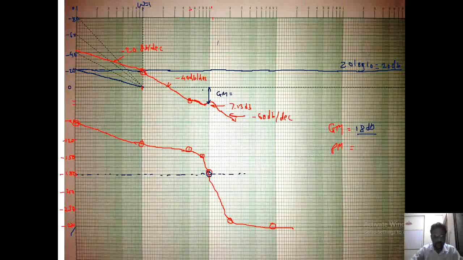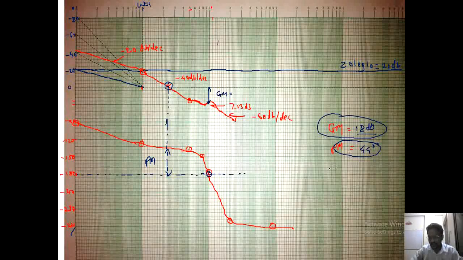And what about PM? Find the intersection of the 0 line and the magnitude plot, come down, and the gap between the 180 line and the phase plot gives you the phase margin. One patch is 30 degrees, then 36, 42, suppose 42, 45 or 44 degrees. Again this value may vary. So this is GM and PM.